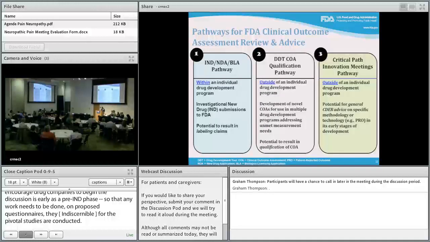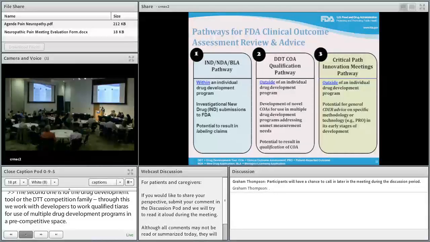The third pathway is relatively new. This is through another avenue to engage the agency, our critical path innovation meetings program. Through this program, a person or an organization has the opportunity to discuss and receive general feedback on questionnaires such as PROs. It could be any other subject as well, but in this case, a PRO or other clinical outcome assessment.